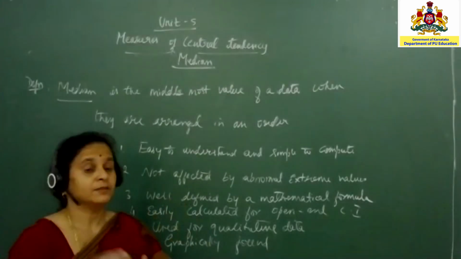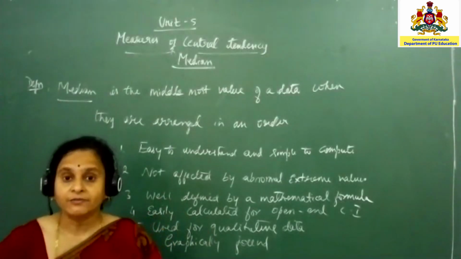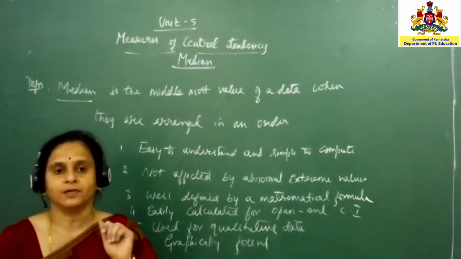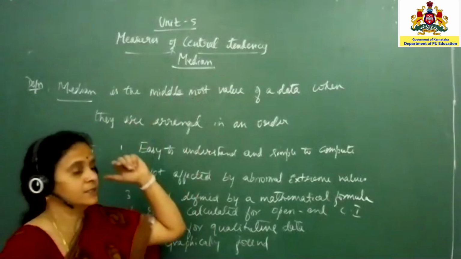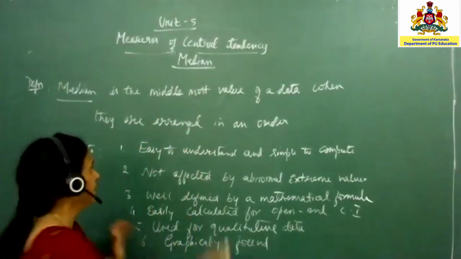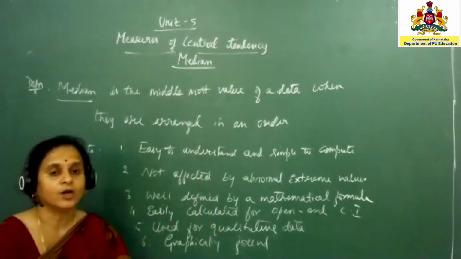Let me start with the next average. In the previous session we discussed five different averages: arithmetic mean, median, mode, geometric mean, and harmonic mean. So here, median is one of the averages. How do we define median? Median is the middlemost value of the data when they are arranged in an order.